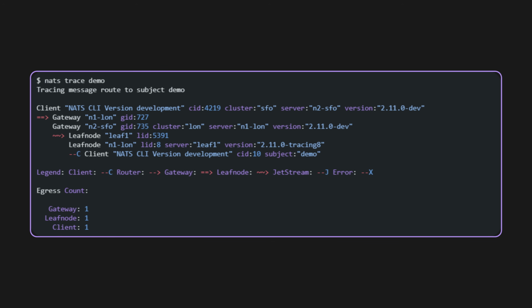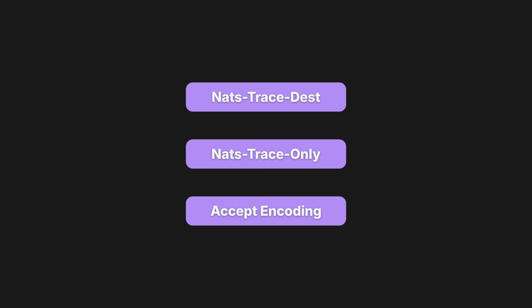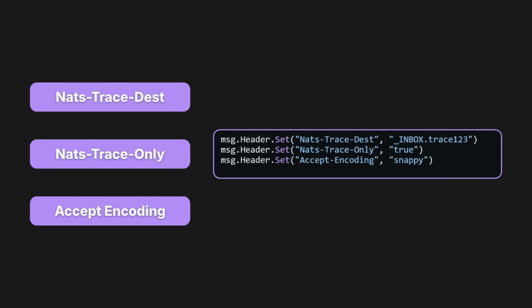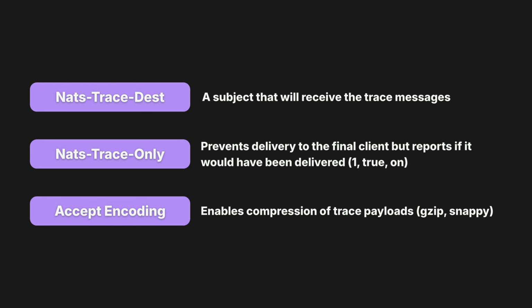We're going to do a quick semi-deep dive, I guess you could call it. When you use the CLI to send the trace command, the initial trace message includes 3 special headers. As the message flows through the system, each node or server sends its own trace message reporting its current progress. First, you have Nats-Trace-Dest. This specifies the subject where all the trace messages will be sent.